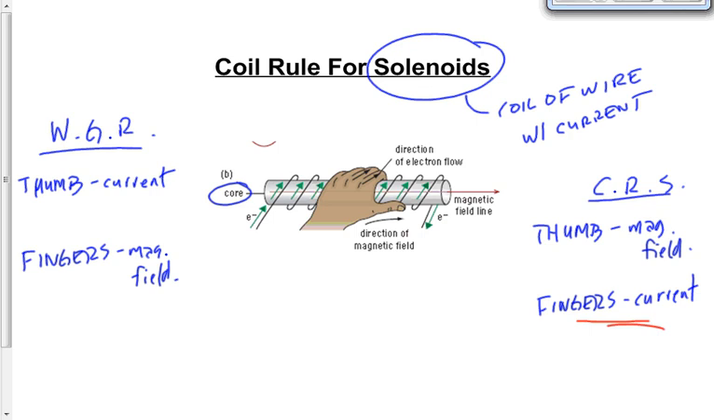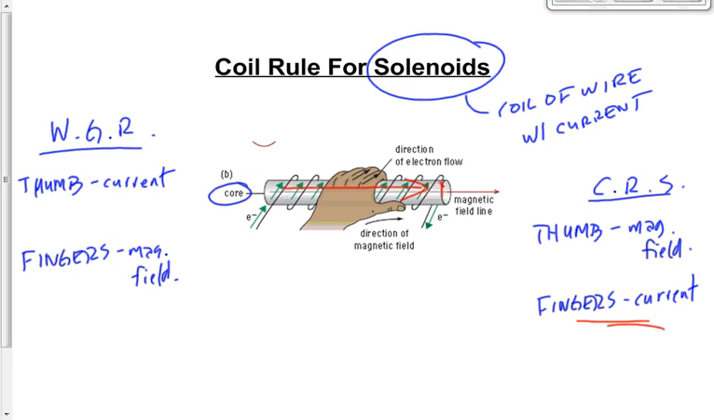If you do this, your thumb should be automatically pointing to the right. That means the magnetic field inside the coil is pointing to the right. Meaning this end is what? South or north?